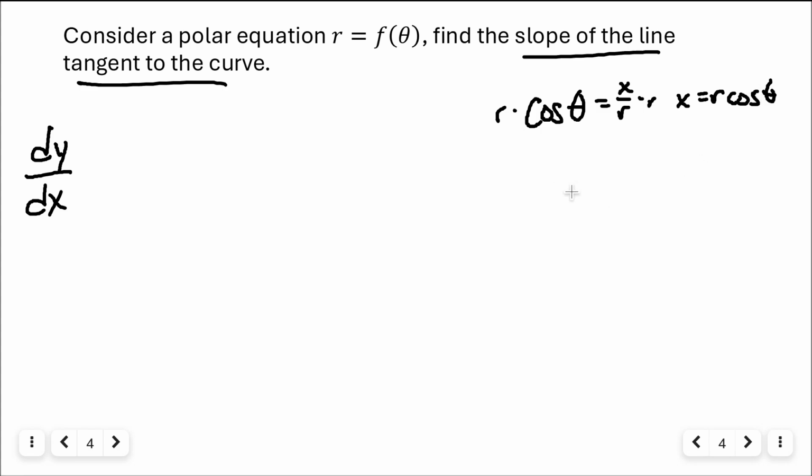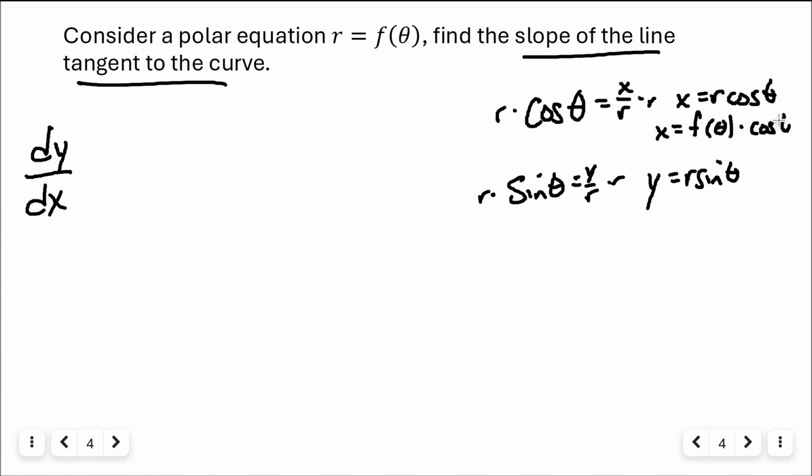And then if we have sine theta is equal to y over r, multiply by r on both sides, y is equal to r sine theta. All right. Now, r is equal to f of theta. So in place of r, I can put f of theta. So x is equal to f of theta cosine theta, and y is equal to f of theta sine theta. So now, how does that help me?